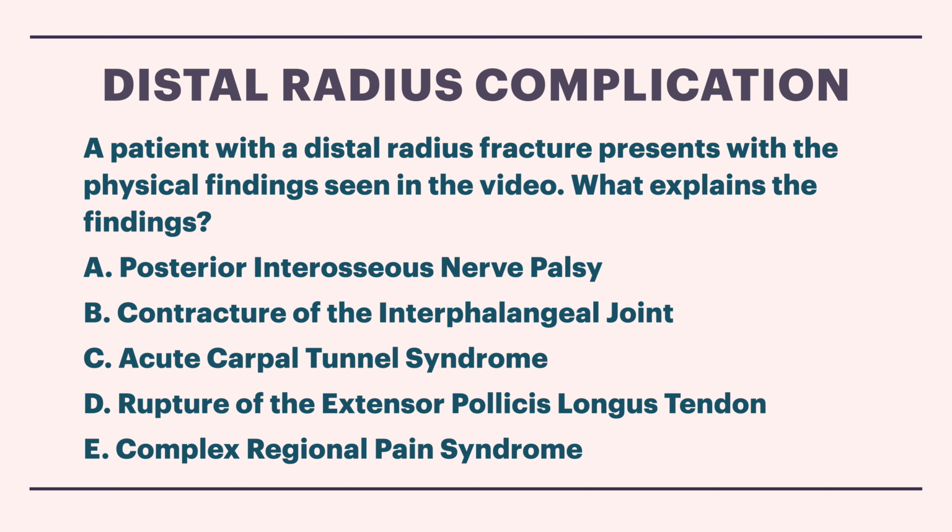What explains the findings? A. Posterior interosseous nerve palsy. B. Contracture of the interphalangeal joint. C. Acute carpal tunnel syndrome. D. Rupture of the extensor pollicis longus tendon. Or E. Complex regional pain syndrome.